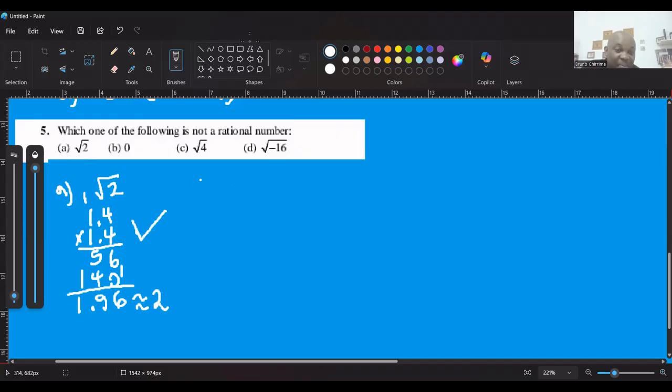Now let's look at B. 0. Is 0 a rational number? Well, if you think about it, 0 can be equal to 0 over 1. So you can write it as a fraction. It is a rational number. Funny, but it is.